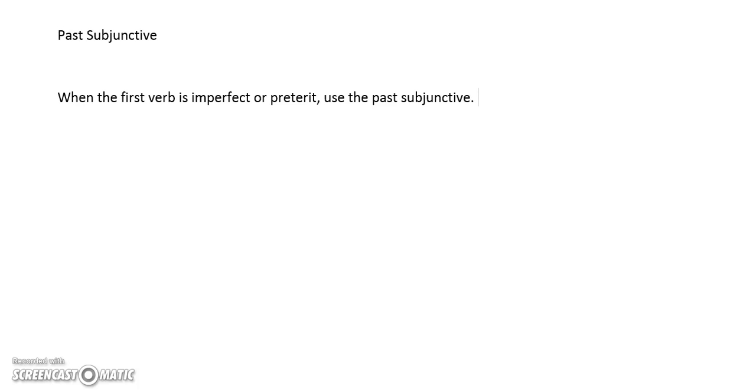So if you remember, subjunctive is dependent upon the indicative, upon that first verb. So if it's dependent on the first verb, what the first verb does is going to influence what the subjunctive does. So if the first verb is in the past, the subjunctive also needs to be in the past. To form the past subjunctive is really easy.